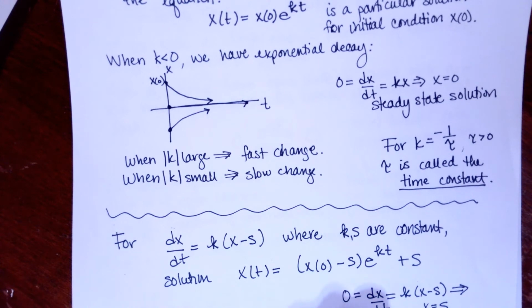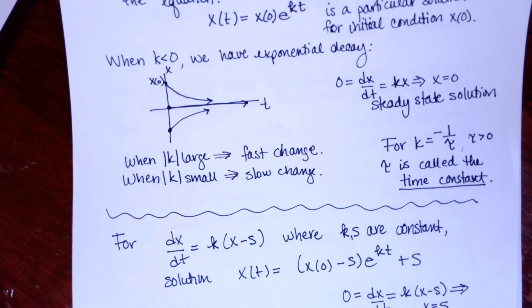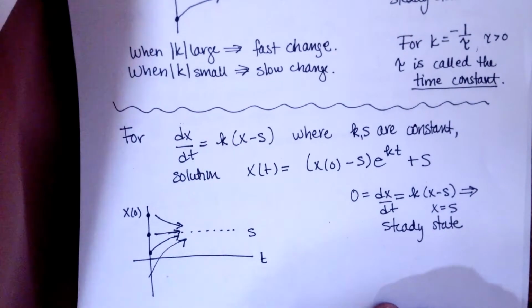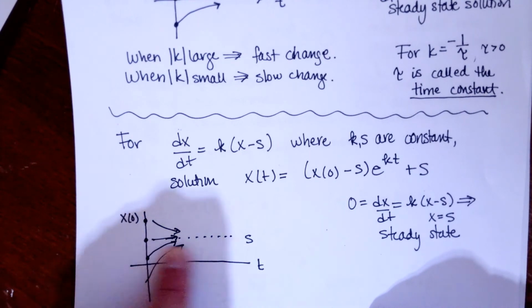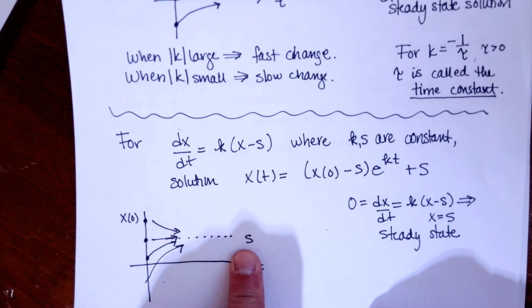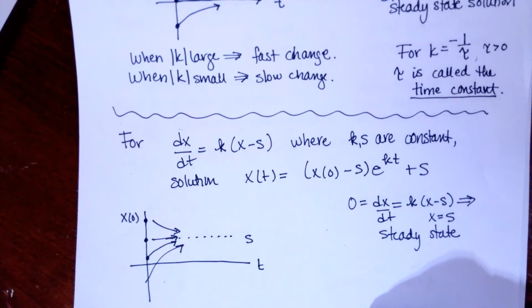So if I set the right hand side, dx/dt equals k times the quantity x minus s, if I set that to 0, then the value of x that makes that true is s. So whatever this value s is, if we have s as our initial condition, then we're going to stay at s. Our solution stays at s for all time. That's our steady state. And other solutions will approach this value s.